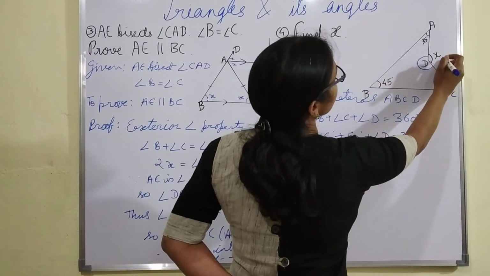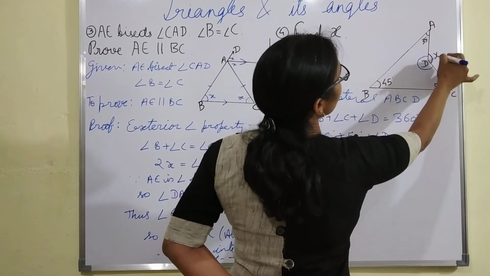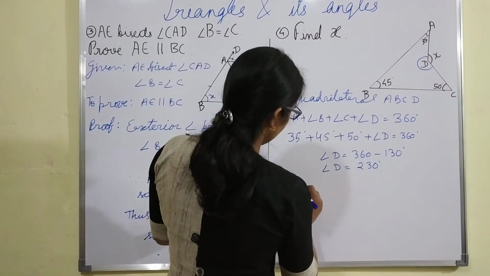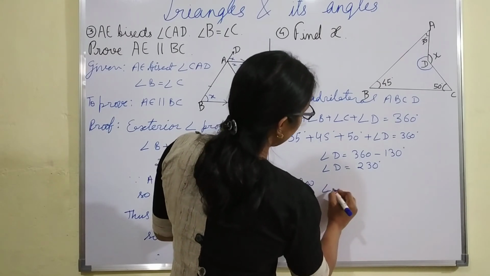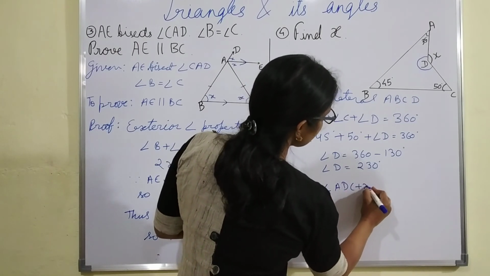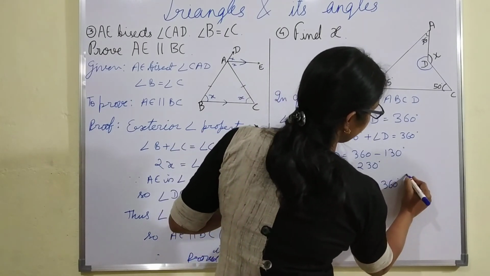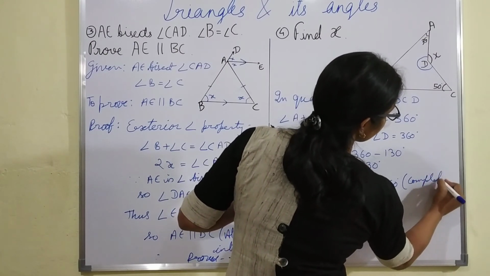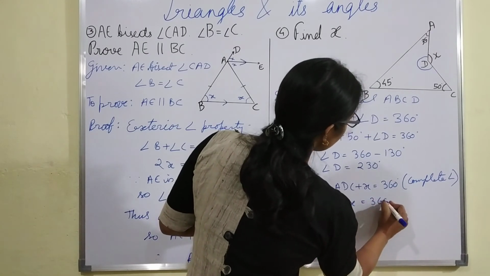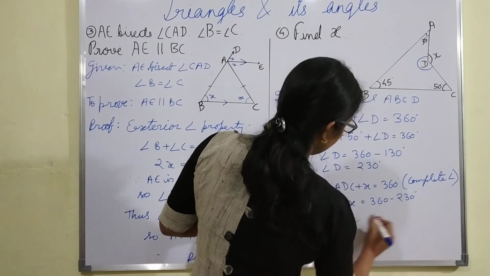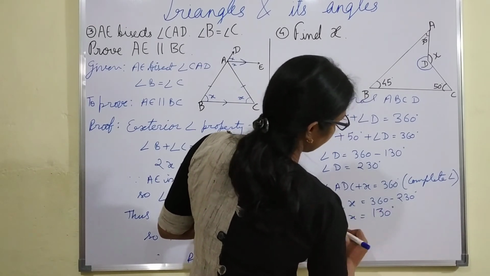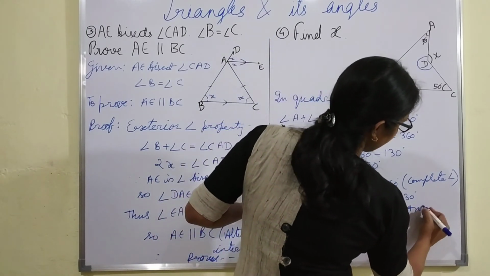Now this is the reflex angle, this is the complete angle, and a complete angle is 360 degree. Now angle ADC plus x equals 360 degree. Reason? Complete angle. So angle x equals 360 minus 230 degree. So angle x equals 130 degree. Value of x is 130 degree. It's our answer.